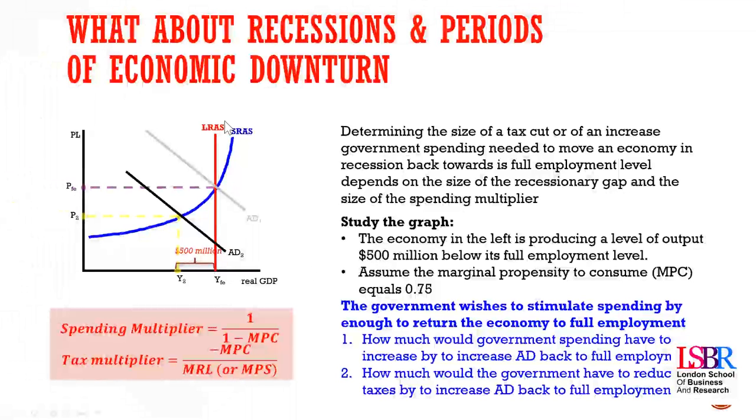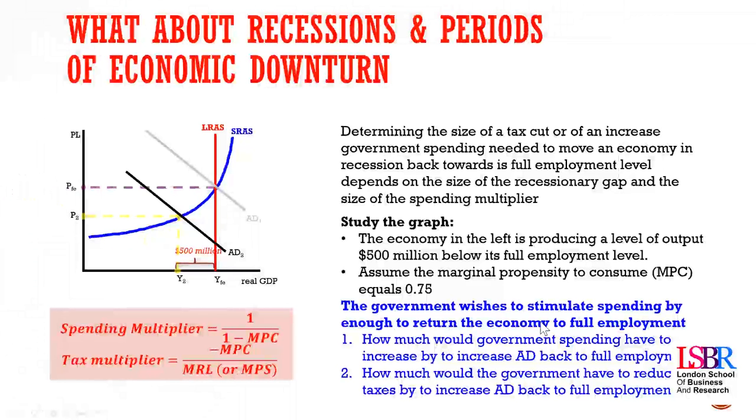At the full employment level, the long run aggregate supply, we would have this level. However, at this moment in time, this economy is suffering, so it's $500 million less. If we assume that the marginal propensity to consume, so for every $1 spent, 0.75 is consumed, then to work out our spending multiplier, we would do 1 over 1 takeaway 0.75. That will tell you what the spending multiplier is: how much of $1 spent will be spent.